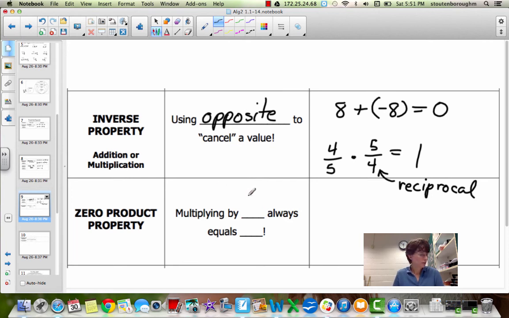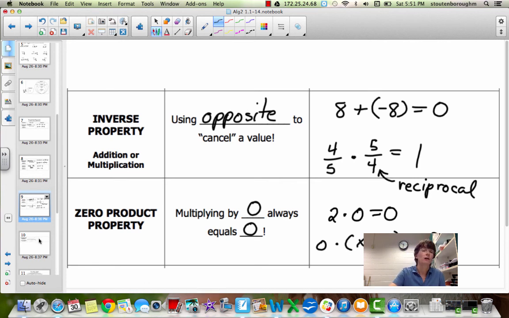Last property, I'm sorry, I keep saying that, it's the second to last property. The zero product property says multiplying by 0 always equals 0. And we use this when we solve quadratic equations. So if I took 2 times 0, that's going to give me 0. Or maybe I took 0 times, let's say x plus 3, that is also going to give me 0. So anything times 0 is always equal to 0.